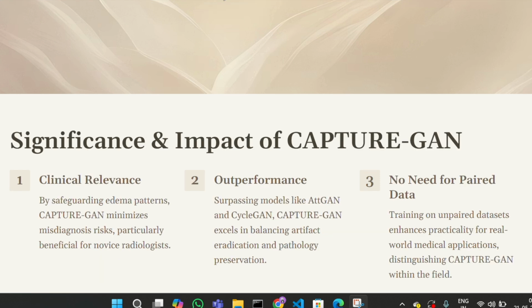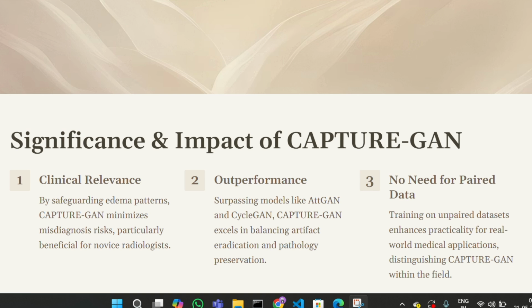Now let us look at the significance and impact of CAPTURE-GAN. First of all, it improves clinical usability. It preserves edema features and bone integrity, which are often distorted or lost in conventional GAN-based image enhancement models. This makes it especially useful in settings where radiologists might have limited experience with DECT interpretation.